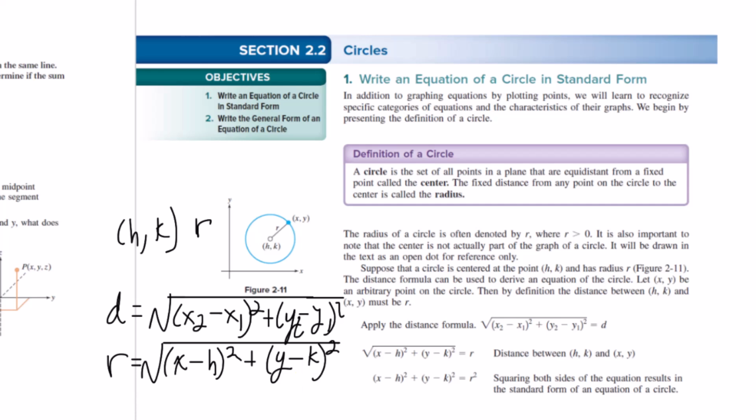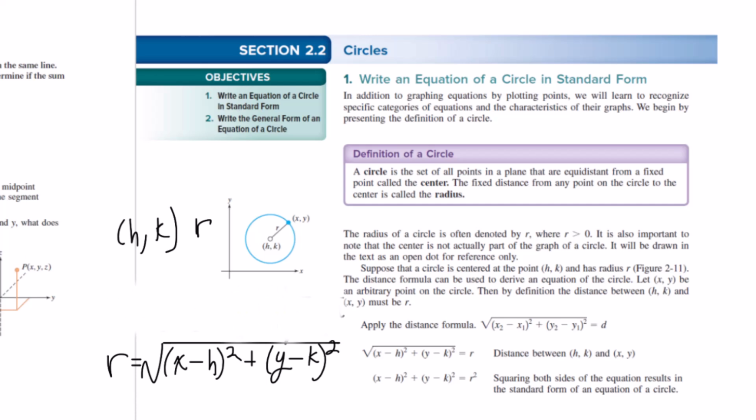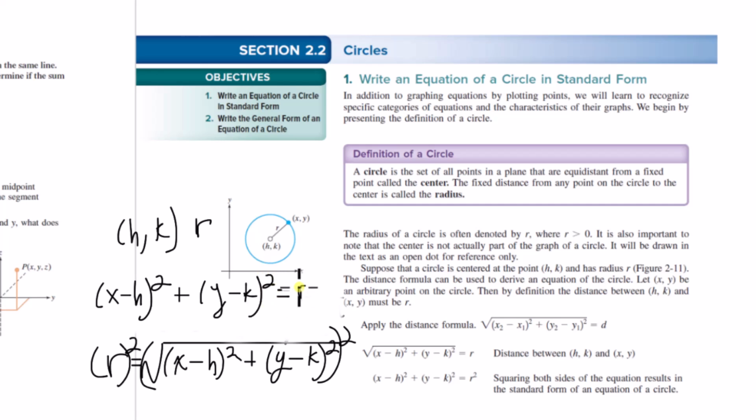So now let's clean this up a little bit. It'd be nice to get rid of this radical, so let's square both sides. Okay, and that's going to result in x minus h squared plus y minus k squared is equal to r squared. And there we go. You can pick any center point you want, h comma k, in the entire Cartesian plane, and then you can pick any radius you want, r.